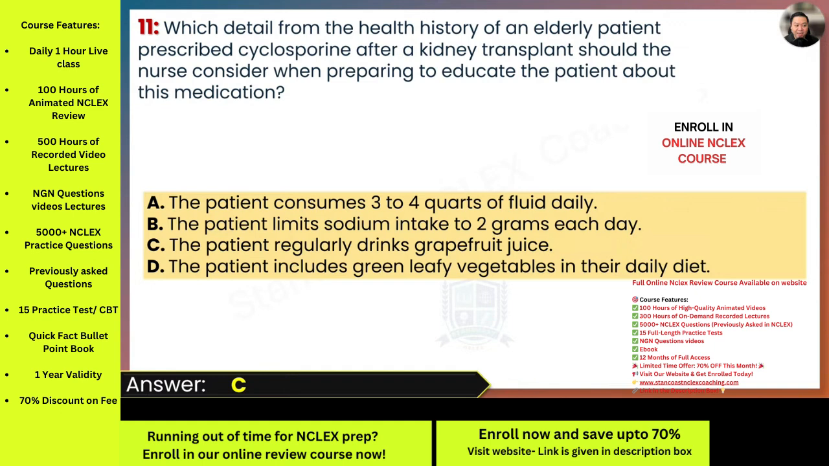Now, why is letter A incorrect? The patient consumes 3 to 4 quarts of fluid per day.